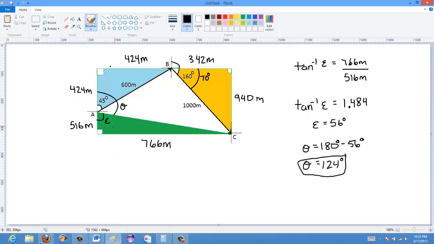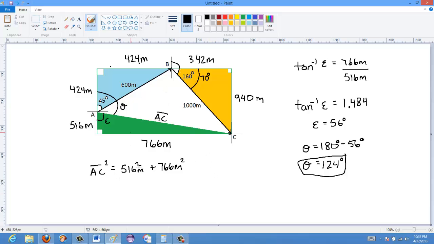Okay, now the distance that they'd have to walk can be found using just the Pythagorean theorem. So we'll call this just AC with a bar. The distance from A to C is equal to, using the Pythagorean theorem, which I'm not going to do in great detail, well, I guess I can say AC squared is equal to 516 squared plus 766 meters squared.